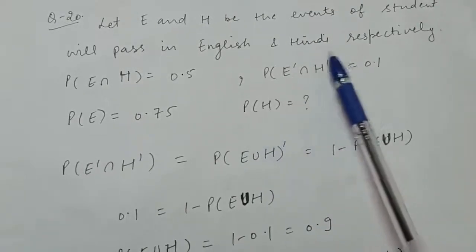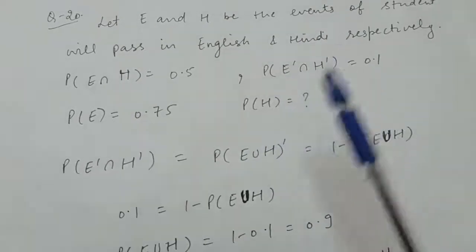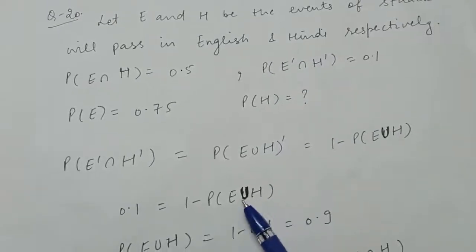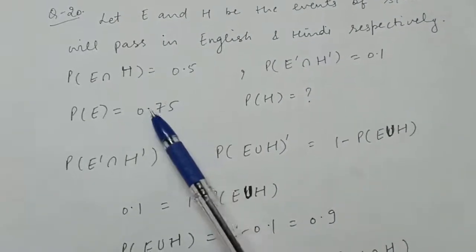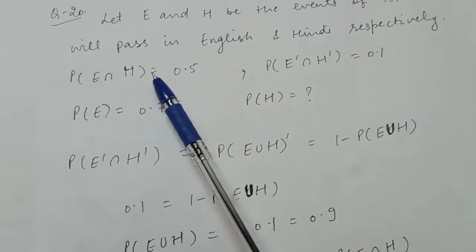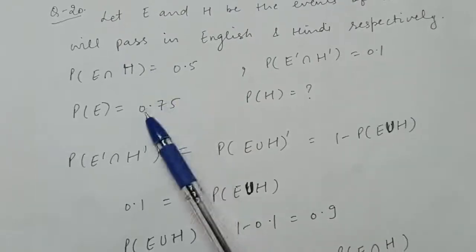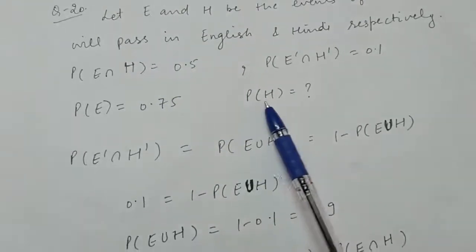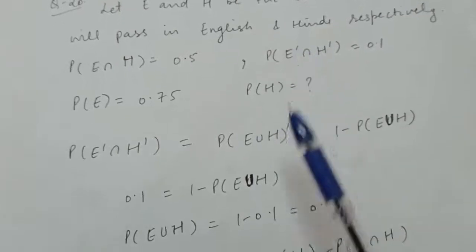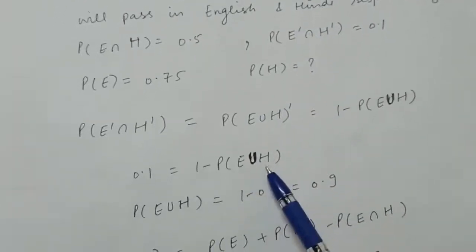Now see, with the help of this we will find probability of E union H. Then we are given this probability of E and probability of E intersection H. Using these two we will find probability of H. So first use this to get the probability of E union H.